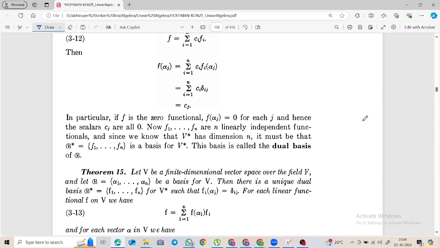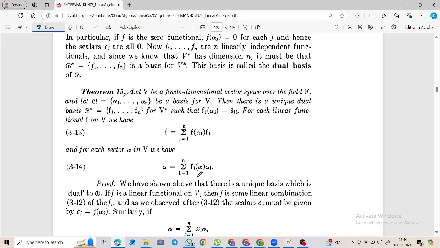Yeah, this is it. This general form I was looking for. That beta is a basis. You consider the dual basis, and you see that every linear function is of this form. Okay. And for each vector alpha, we have this.